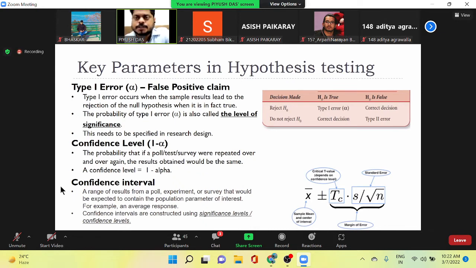So any questions on these three concepts? Type of error, confidence level, and confidence interval. Any questions, any doubt?